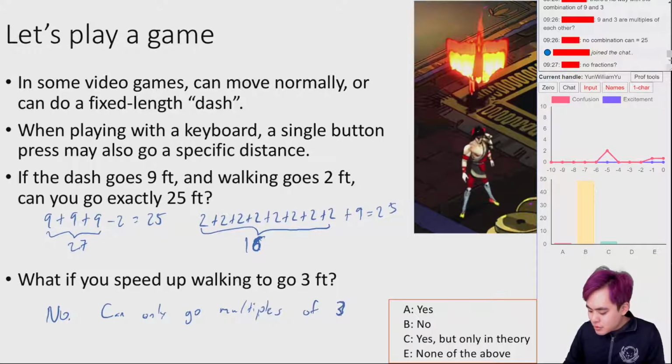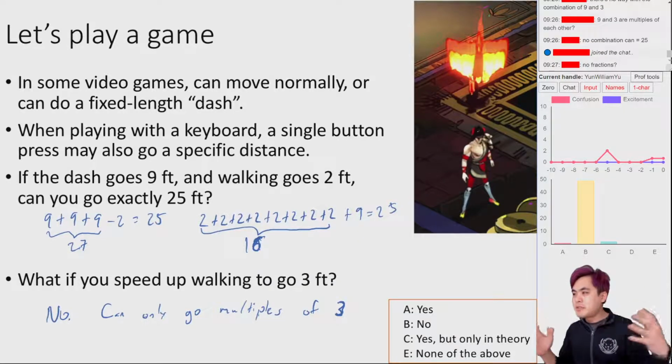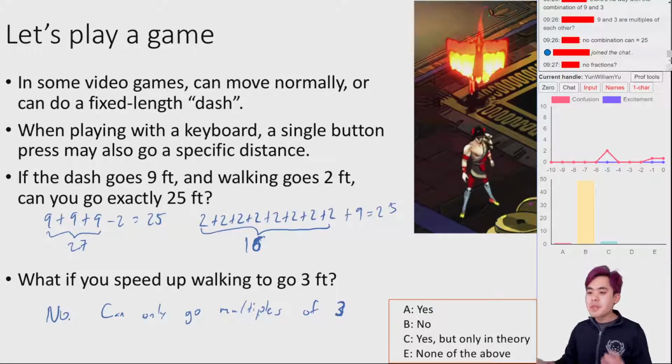So sometimes we can go all these different distances, but other times you can't, or you have some restricted set of distances you can go. And this is really at the heart of what we're going to call combinations. So that's the topic of today's lecture.